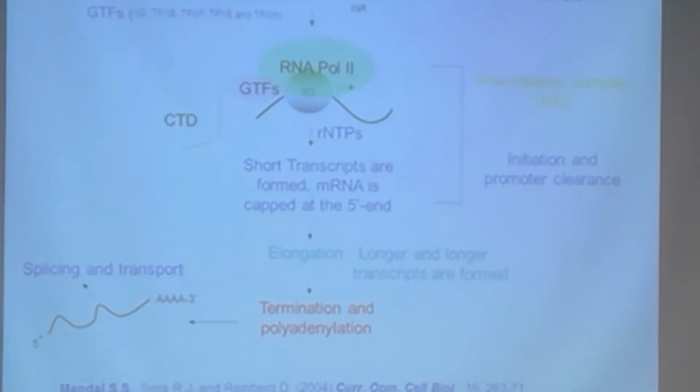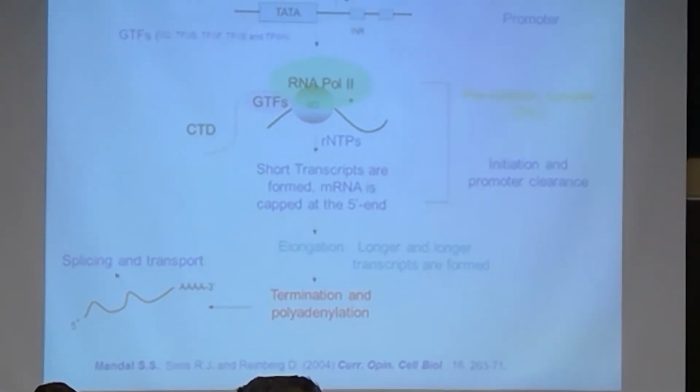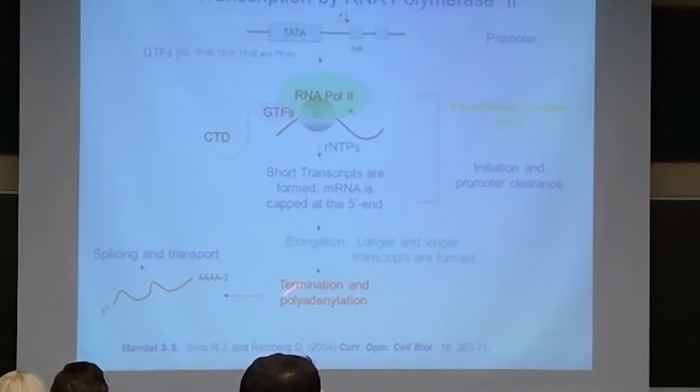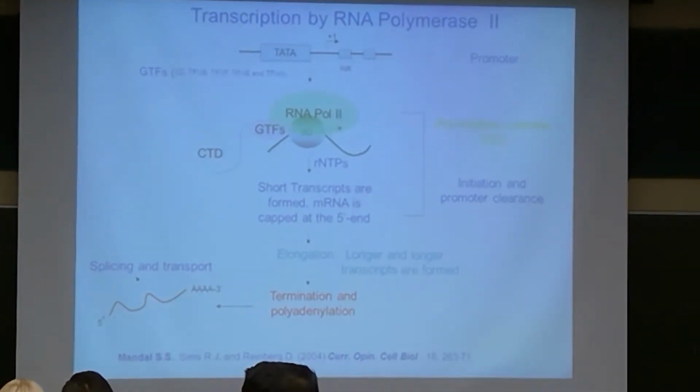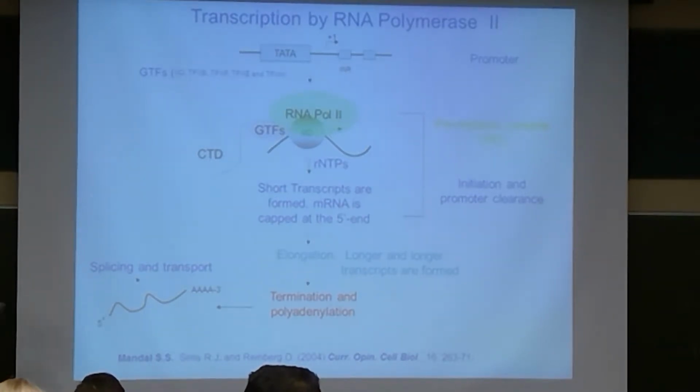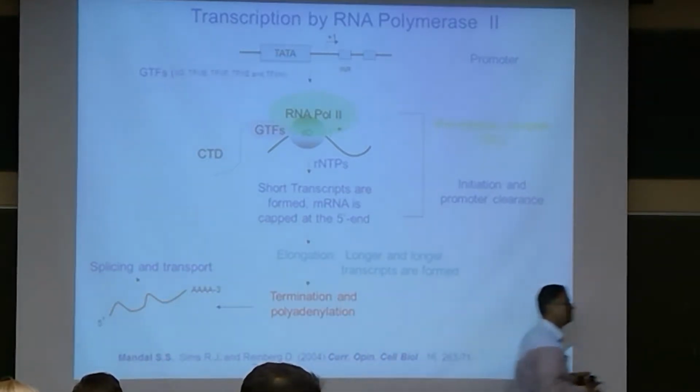Termination is not as simple as in prokaryotes; it is very complex and poorly understood. Transcription termination happens, and at the end of it the nascent RNA gets polyadenylated. Lots of A's are added at the 3' end of the transcript. So this 3' polyadenylation and 5' capping are required for the stability of the mRNA. Okay, let's go to the capping and polyadenylation part.